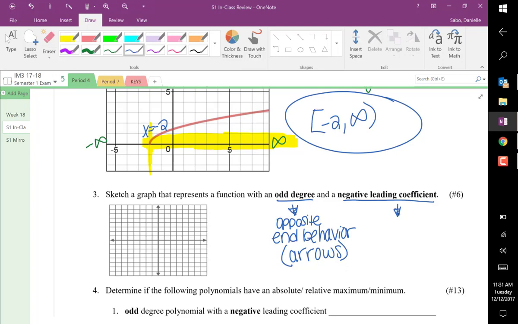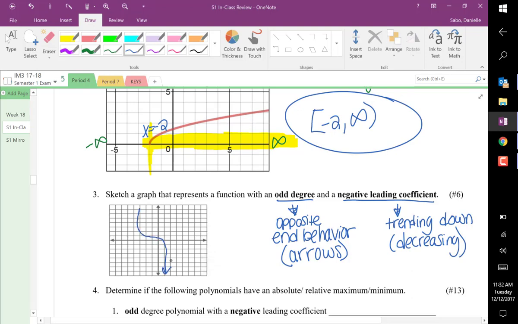Yes, which means I'm trending down. So technically the right words is trending down. That just means you're decreasing at the end. I'm not asking you to be very technical. There is nothing to graph on the graphing calculator. As long as it looks like it's trending down, I'm okay.